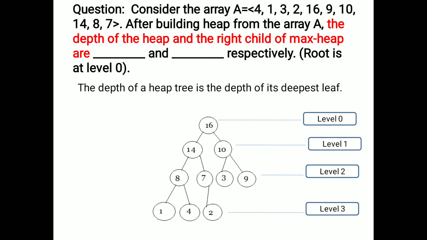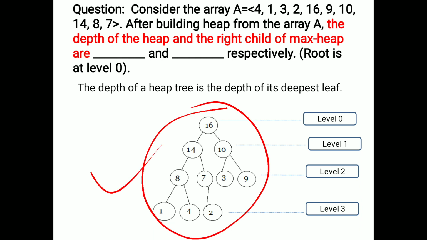So now the question is, after building the heap from the array A, this one is the max heap we already got in the previous step. Next, after building the heap from the array A, we have to find the depth of the heap and the right child of the max heap. So firstly we should know what the depth of a heap tree is. The depth of the heap tree is the depth of its deepest leaf.